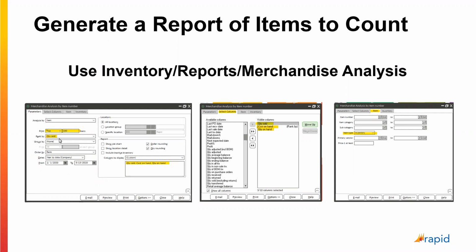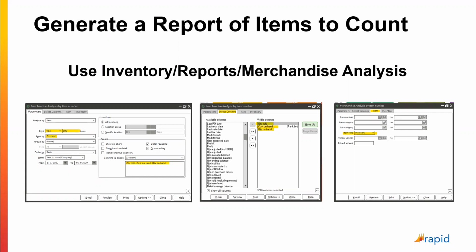In the middle, we actually select the columns that the report is going to show. We're going to see quantity sold, cost on hand, and quantity on hand. The one that we really need is that quantity on hand. These other ones are just going to be more references for you guys to use.